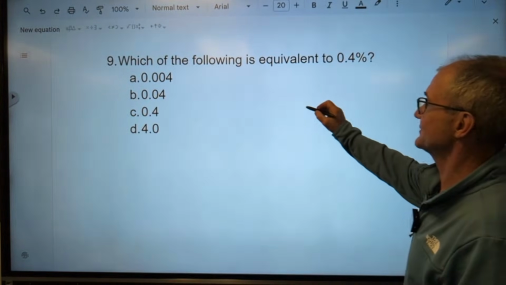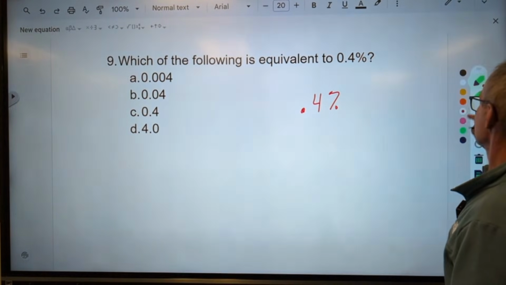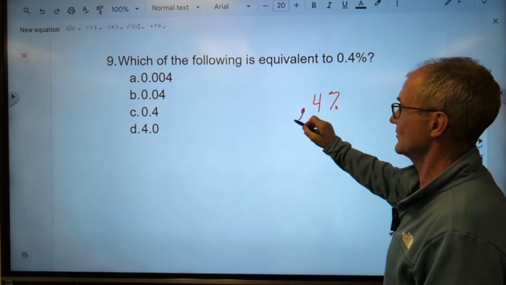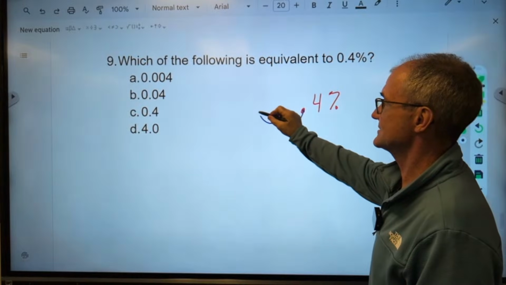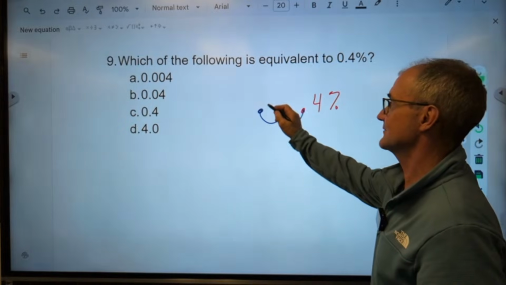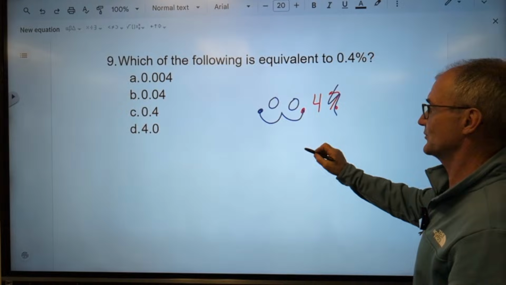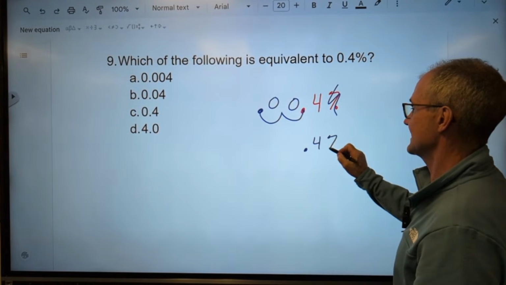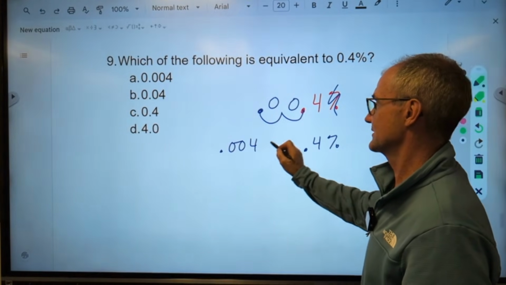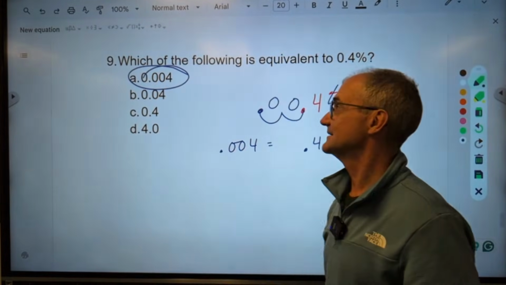Okay, so here's my percent, 0.4%. From there, I got to go over 2 places. So I got to start here, go over 1, go over 2, put my decimal place here. There's nothing there, so I got to put a 0 in there, a 0 in there, get rid of my percent. So 0.4% is the equivalent of 0.004. Those 2 numbers are equivalent. So the correct answer, answer A, right there.